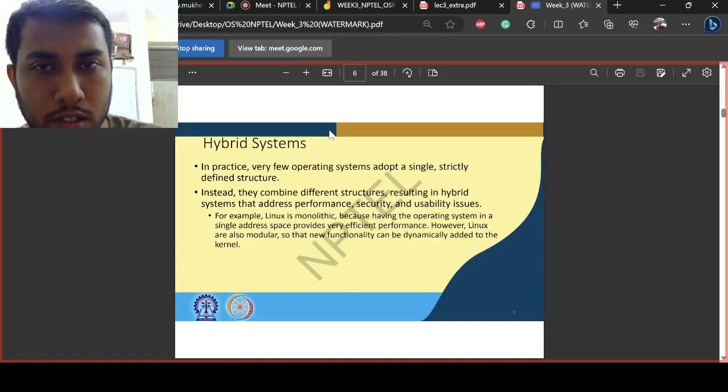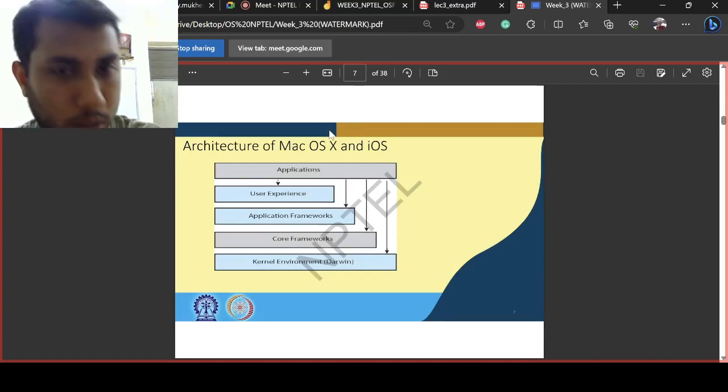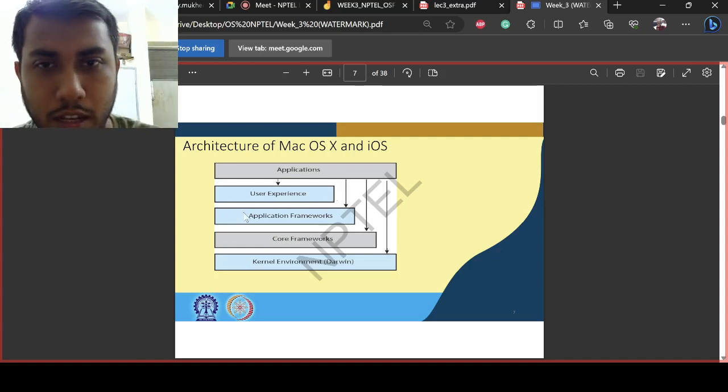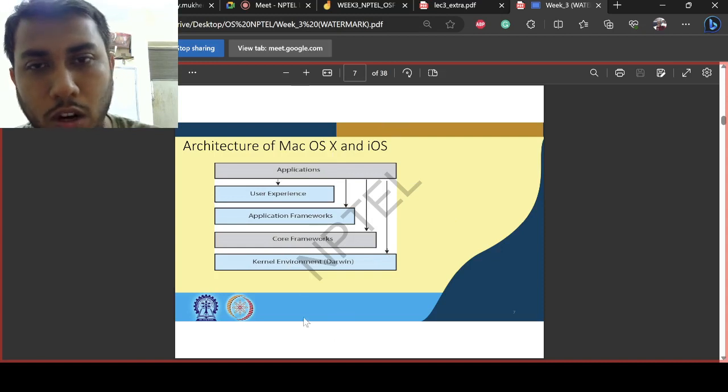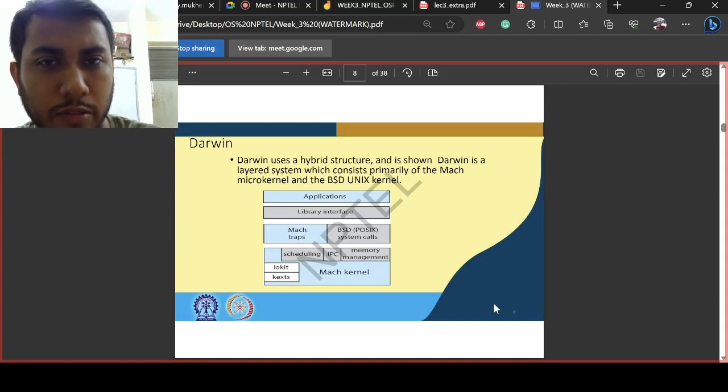So hybrid system, not much you are required to go into. This is your typical Mac OS or iOS architecture. So you have your application user framework, core framework, kernel environment. Your application is communicating with all of them for various purposes. This is another architecture called the Darwin system.